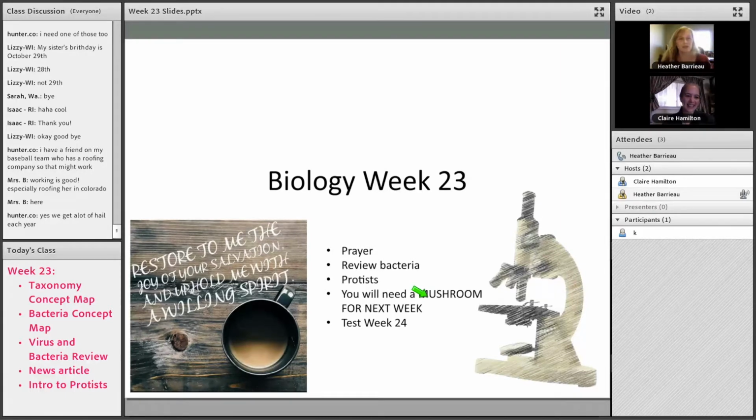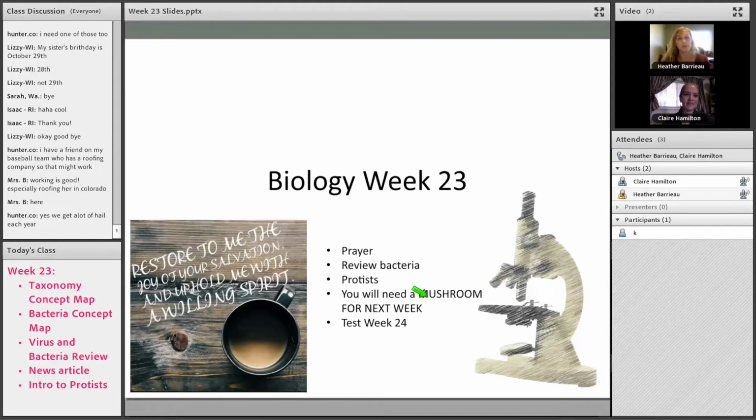And then over on the left side, I have kind of like my way to remind myself as a teacher what I need to accomplish during the class, in case I kind of get a little off, which happens sometimes. Things that I wanted to accomplish for this week's class were a concept map on taxonomy, bacteria, and a review of viruses and bacteria. I missed the news article today, but I can cover that next week. And then I talked about protists also today. So I did get through my class today, which is a good thing.